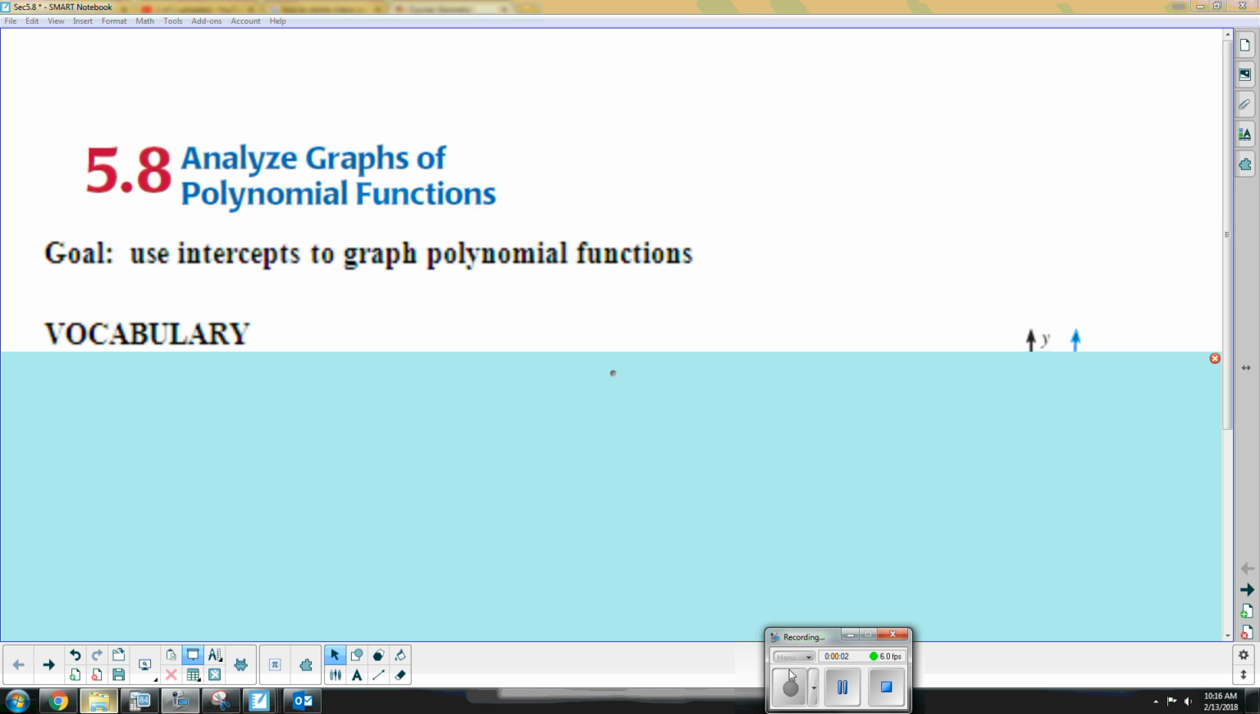Ladies, this is lesson 5.8. It's about analyzing graphs of polynomial functions. So we're going to use intercepts to graph our polynomial functions. And if you remember from quadratics, we had a minimum and maximum.